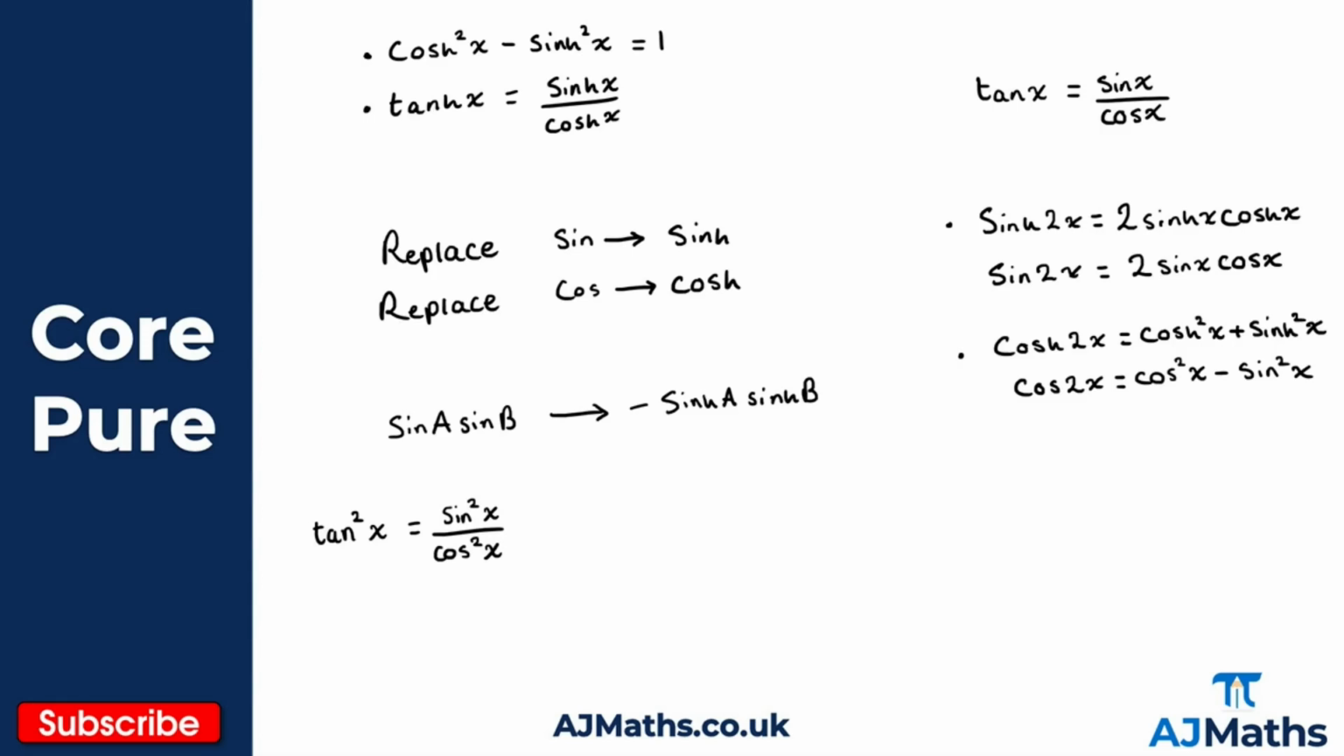Like I said, if you're ever wanting to prove these results, these identities, then you need to use the exponential definition. If you fancy a bit of practice, have a go at proving this result using the exponential definition, for sinh 2x, and have a go for cosh 2x. But there we have it. That brings us to the end of this video on the hyperbolic identities. In the next video, we're going to take a look at solving equations involving hyperbolic functions.